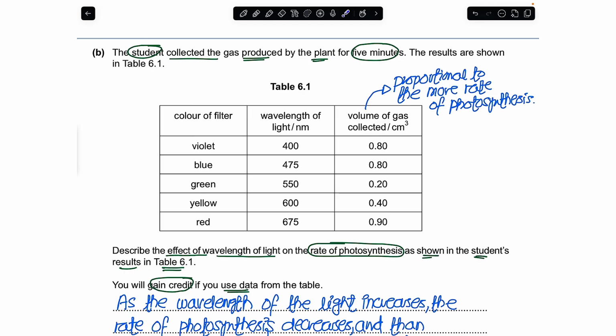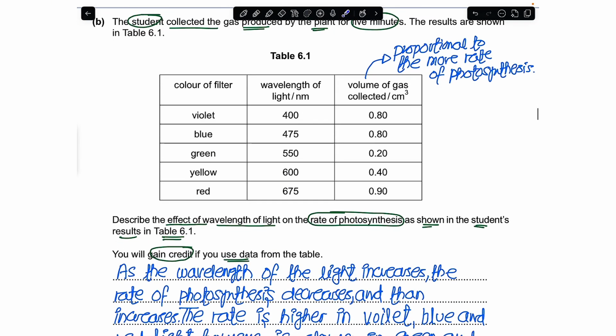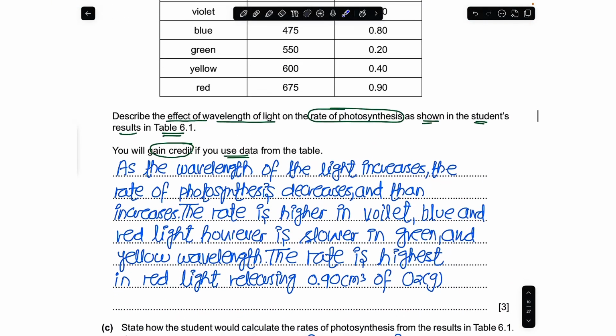Then you would give another description point: at the violet, the blue and the red wavelengths of the light, the rate of photosynthesis is higher. Another description point is that at the green filter, or at 550 nanometers of light, the rate of photosynthesis is minimum, again that is 0.20. So these are some of the description points. You can write any three of them.